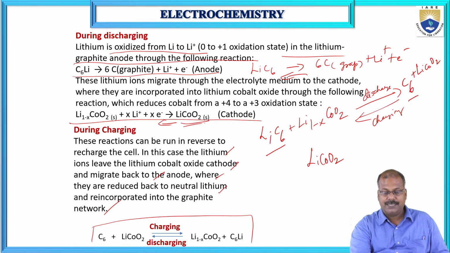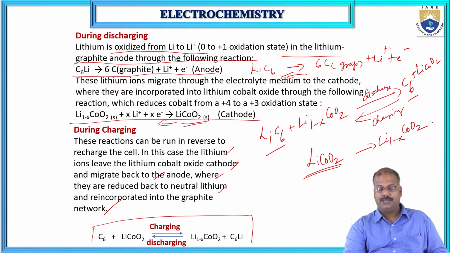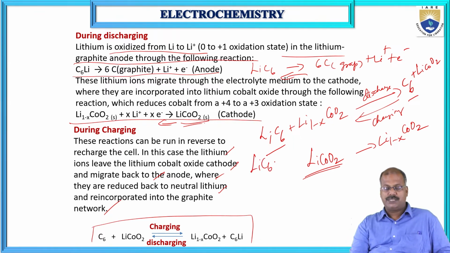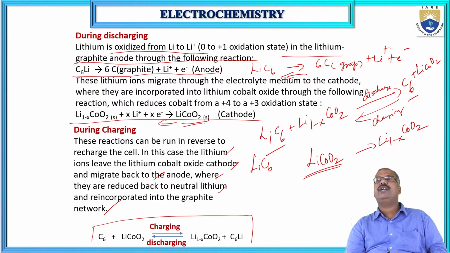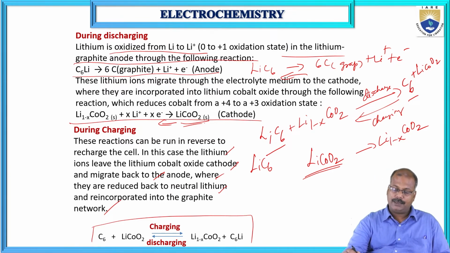First, what happens in charging? Lithium leaves the lithium cobalt oxide and goes to form lithium 1 minus X cobalt oxide. Okay, this is in the cathode. And in the anode, they are reduced back to form lithium C6. Okay, so this is how charging and discharging is explained in this lithium ion battery.